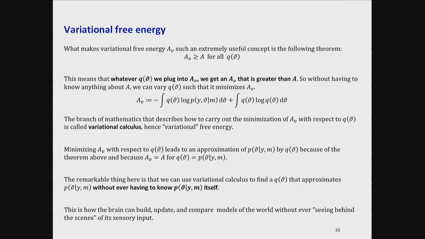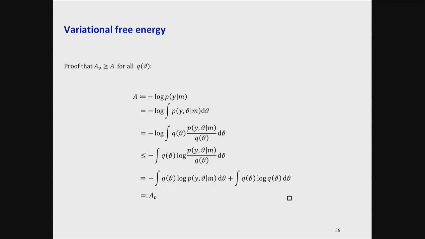So this is also how the brain can build, update, and compare models of the world without ever seeing behind the scenes of its sensory input. You never know the truth behind it all, but you can approximate it using procedures like this. This is the proof that AV is always greater than or equal to A. A few simple lines. The only thing we need is Jensen's inequality, which is itself easy to prove. You can look it up on Wikipedia.